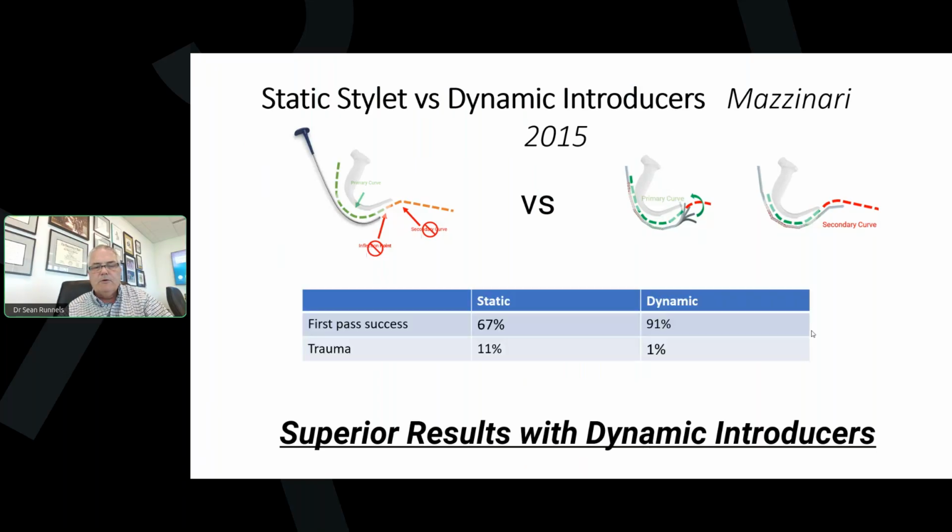These were known difficult airways. First pass success with a dynamic introducer was 91%, versus 67% with static introducers. And importantly, trauma dropped tenfold: 11% with static introducers and 1% with dynamic introducers. And now I think you understand why trauma might drop when you're using a dynamic introducer, because the force necessary to move through that serpentine pathway is less.